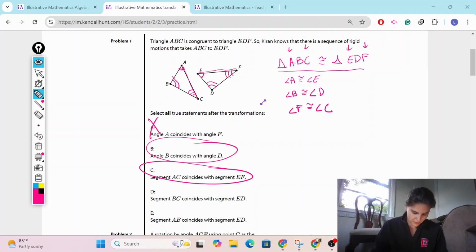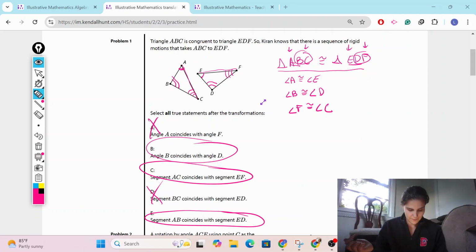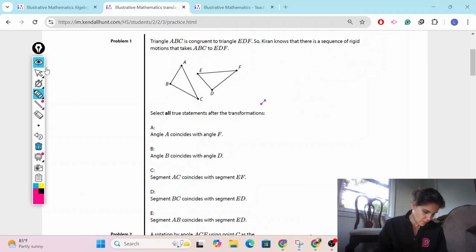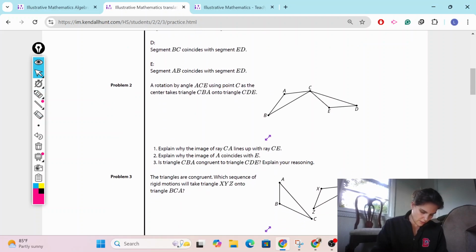So that is true. Segment BC coincides with segment ED. BC coincides with DF. Not true. Segment AB coincides with segment ED. AB, ED. This is true. And we can see we have AB right here and ED right there. And we're done. Pause this video if you need to go over it. And I'm going to go on to question number 2.